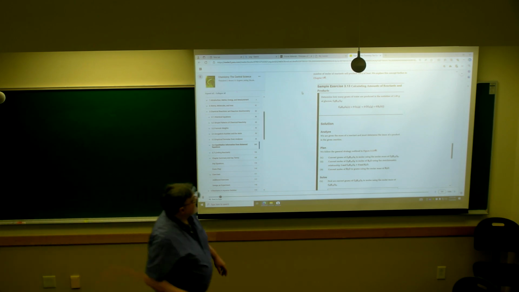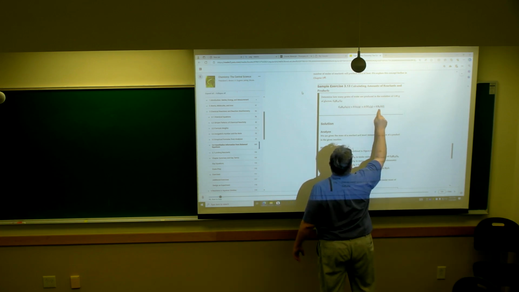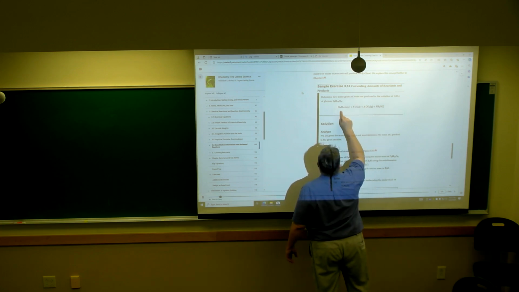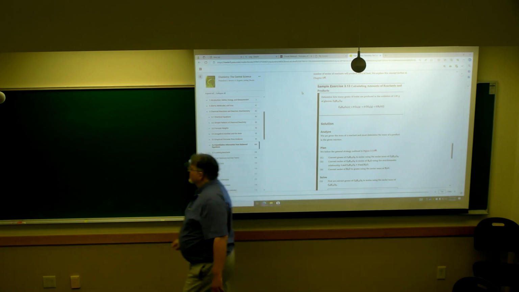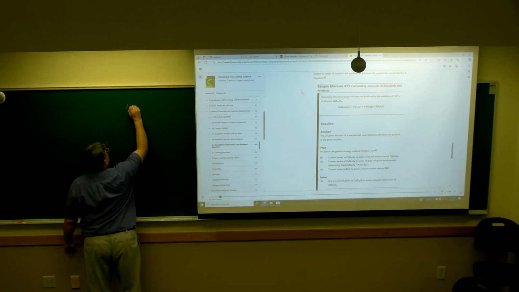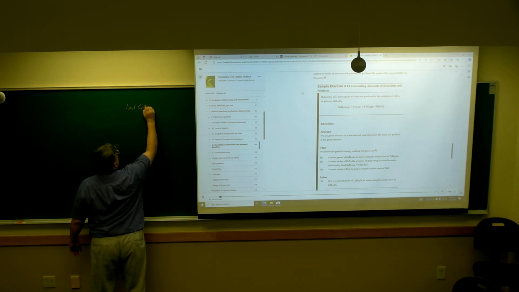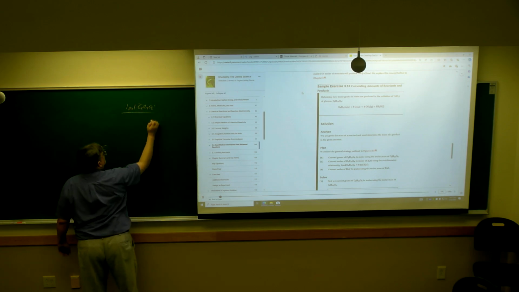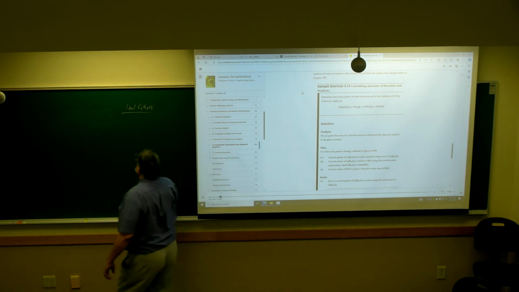Well, I'll give you this much. We're relating water, this H2O, to glucose, which is this. So I'll go ahead and write that down. 1 mole of C6H12O6 to 6 moles of H2O.